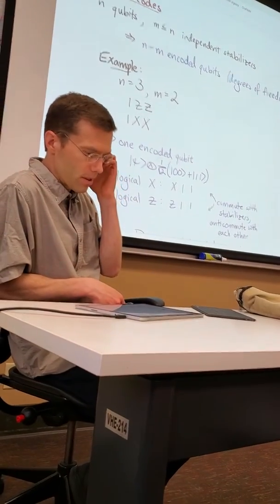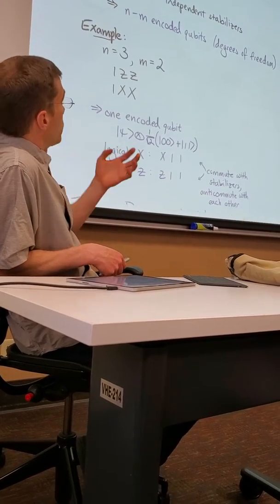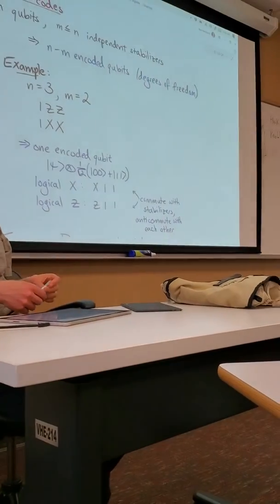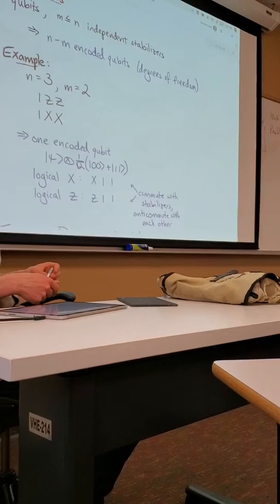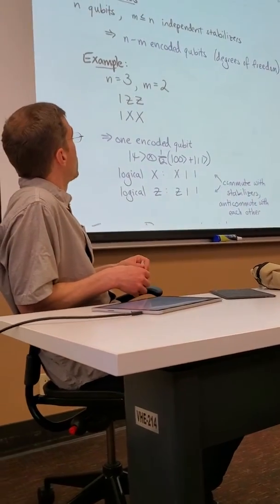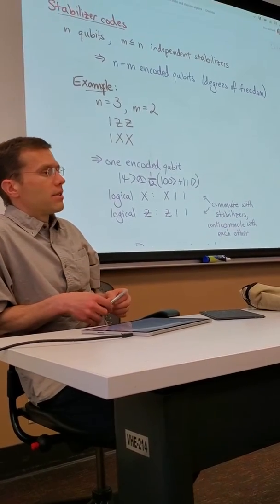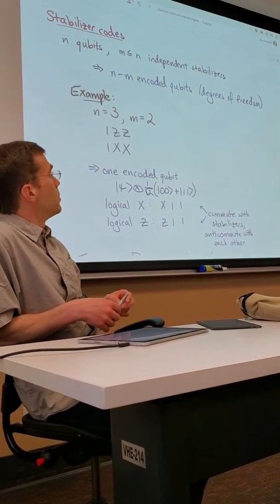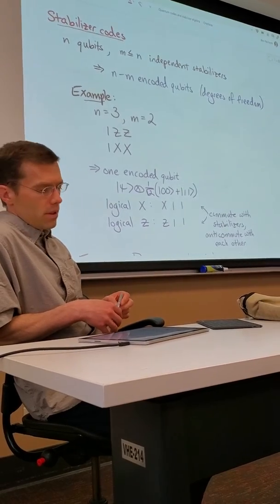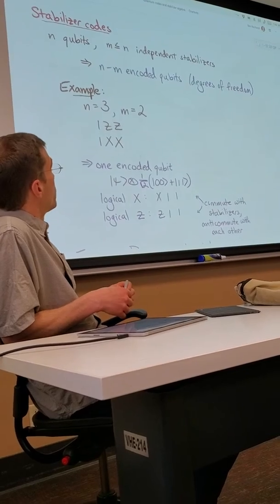And all the codes I'll talk about are stabilizer codes. So the stabilizer code is a stabilizer state where we don't have as many independent stabilizers as qubits. So if you have n qubits and you have m stabilizers, so these are independent commuting Pauli operators on n qubits, the number of degrees of freedom, the number of encoded qubits, is n minus m.